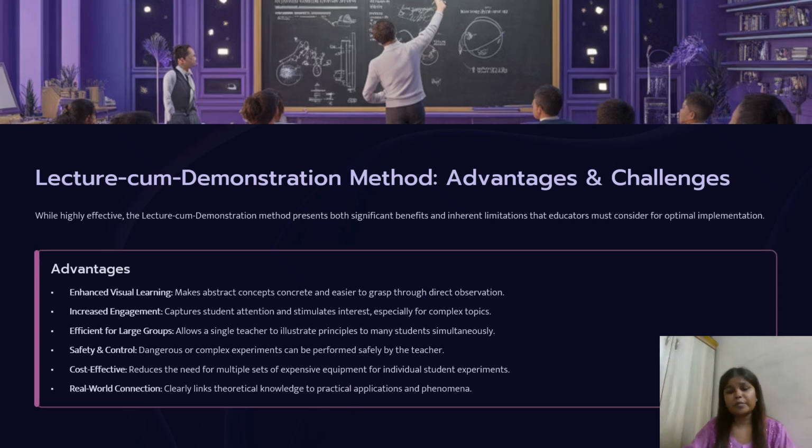So advantages would be that it makes learning visual and engaging. It also explains complex ideas easily. It is safe and cost effective for large classes, and it links theory to real world phenomena. Whereas if we talk about the shortcomings or challenges, students may remain passive observers because they are just seeing whatever is happening. They have limited hands-on experience, and it is highly dependent on the teacher's preparation and skills. It also requires working equipment and good visibility for all students. So despite these limitations, it still remains a powerful method when it is used creatively.